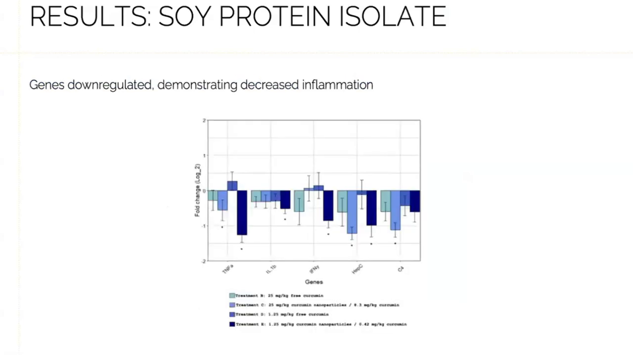This is just another technical slide, but basically it's demonstrating that we can downregulate genes, decreasing inflammation in these animals, further improving their health.